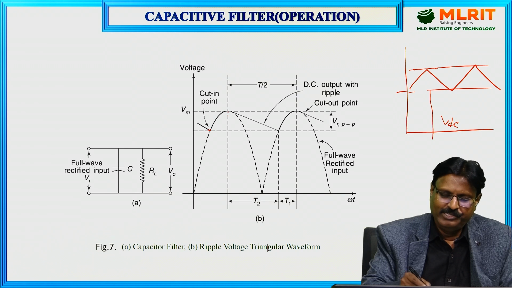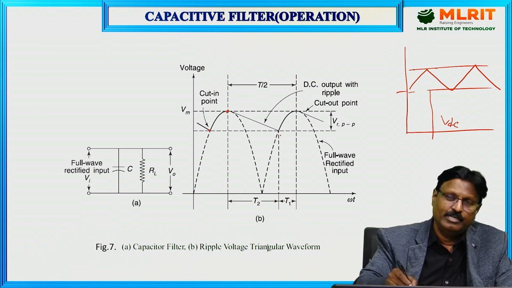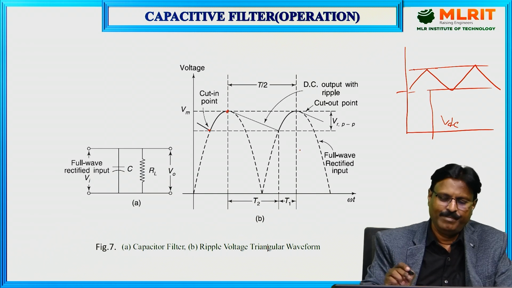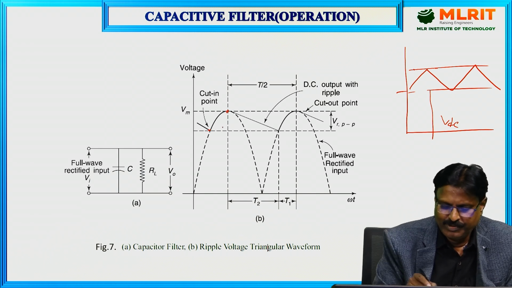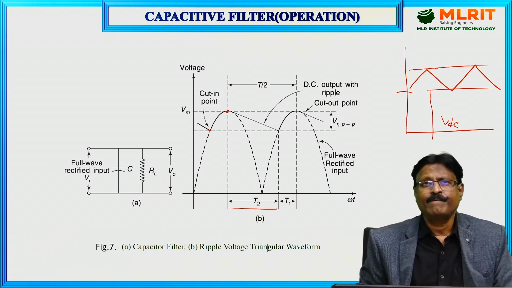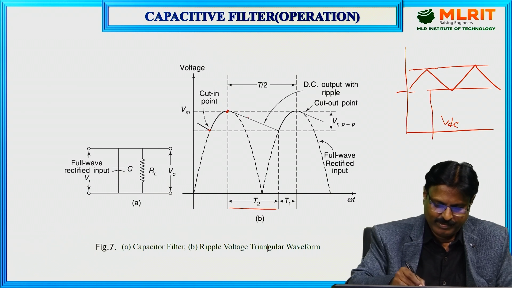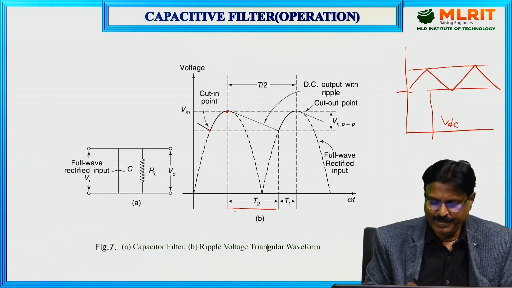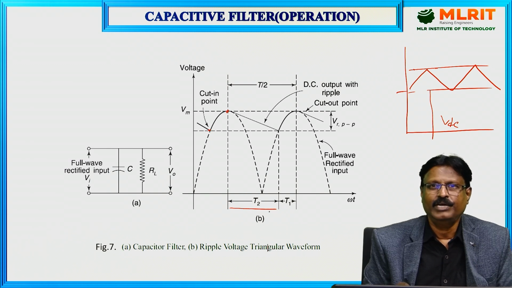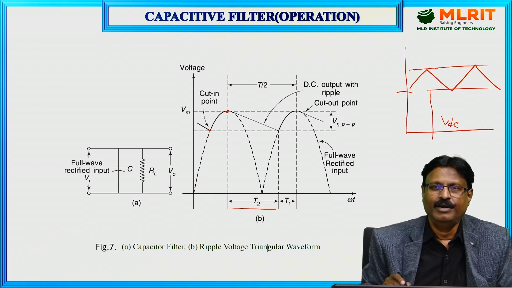Okay, and this is called the cutout point. Cutout point means it is the point from which the capacitor stops charging and starts discharging. From here to here is called the discharging time. From the charged peak value, it discharges in this manner. This particular time period is called T2. T2 is related to the discharging time of the capacitor whenever diode D1 is reverse biased.